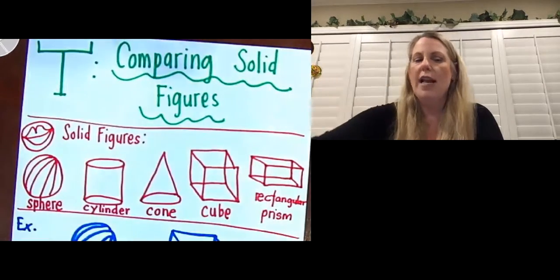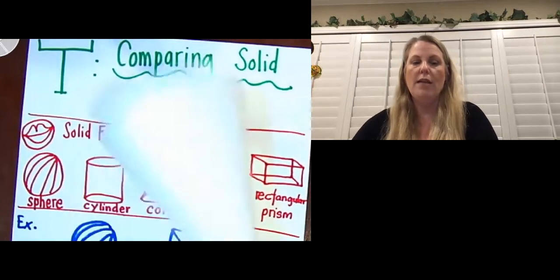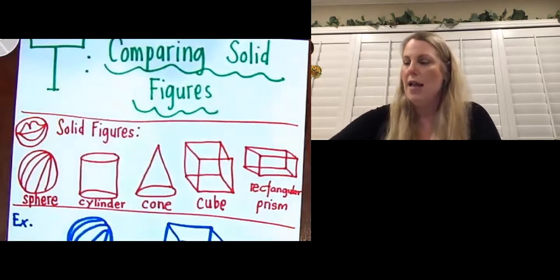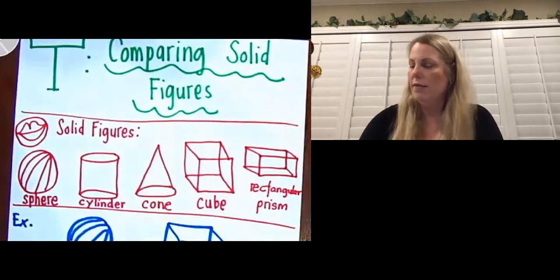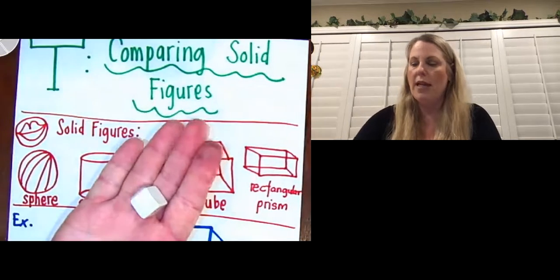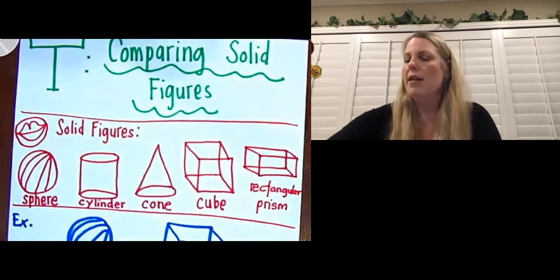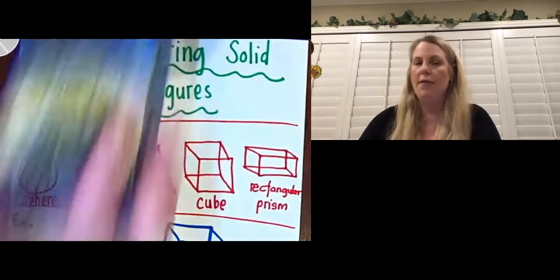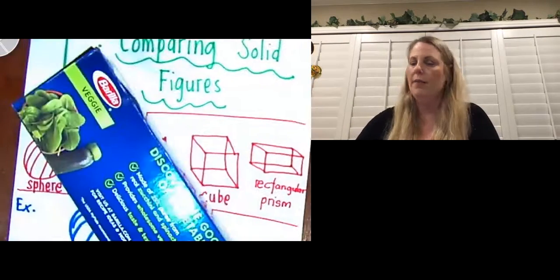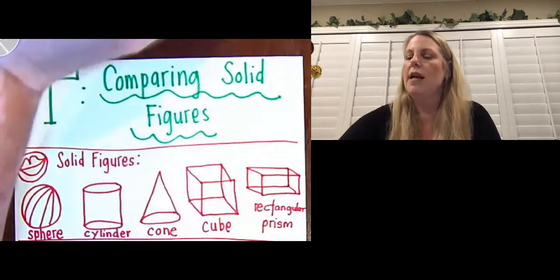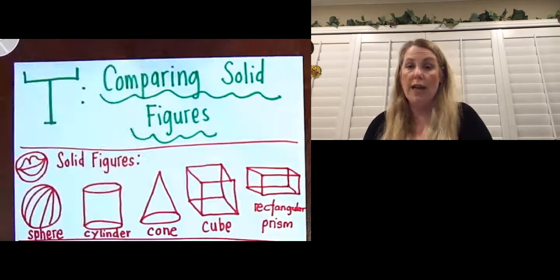A cone, and I made a cone because my party hat was getting kind of flat. A cube, like the cubes that we roll dice, and a rectangular prism. And I have my box of pasta. So these are some different things. Now we're going to go ahead and we're going to look at some things together.